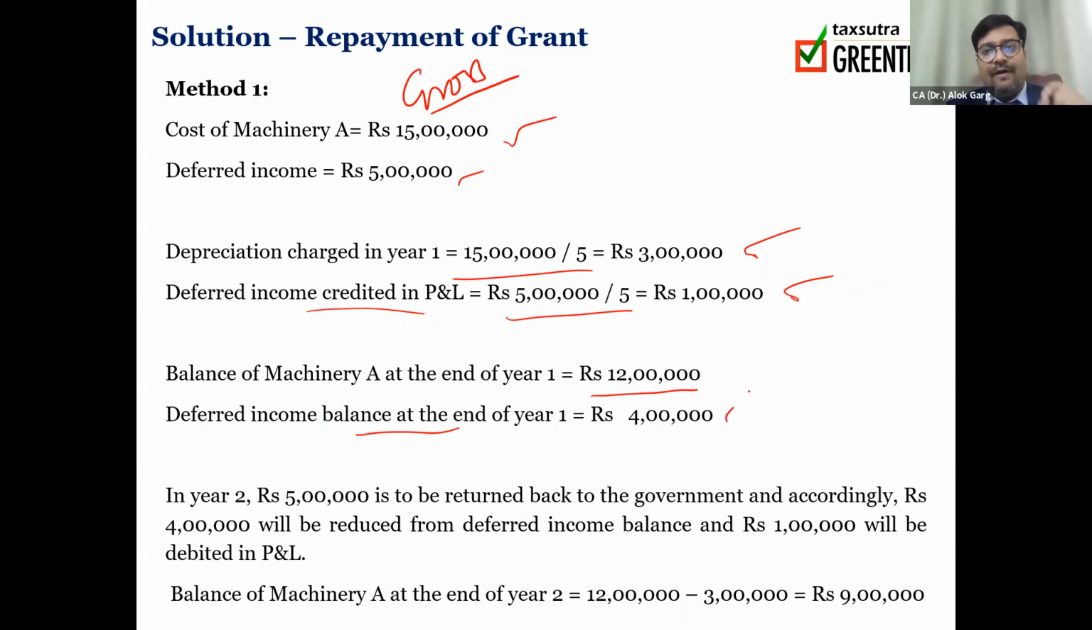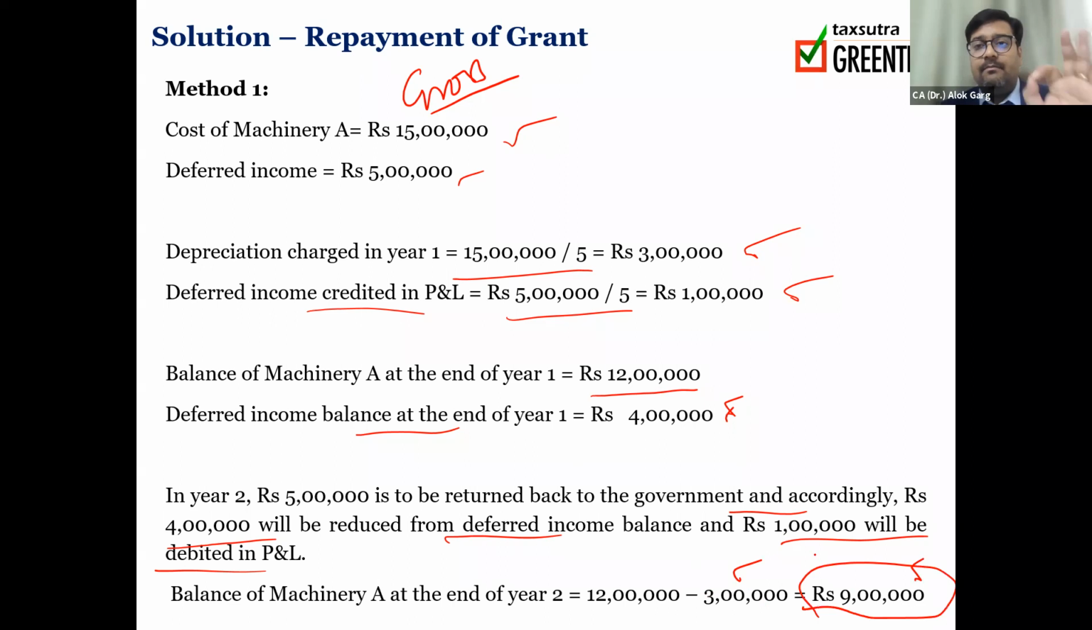In year 2, 5 lakh has to be returned to the government, and accordingly this 4 lakh has to be debited. So the accounting entry will be deferred government grant liability debit 4 lakh rupees, P&L debit 1 lakh rupees, to bank 5 lakh rupees. 4 lakh will be reduced from the deferred income balance, and 1 lakh will be debited in P&L. And what is the value of the machinery at the end of year 2? Again, 3 lakh rupees depreciation, 9 lakh rupees is the value of the machinery. Please mind my word. What is the value at the end of year 2? 9 lakh rupees. So going by the net approach, this value should be 9 lakh rupees after doing all the adjustment of repayment.